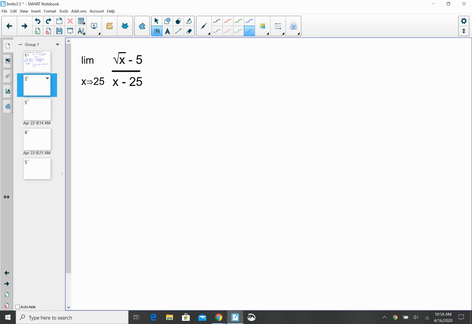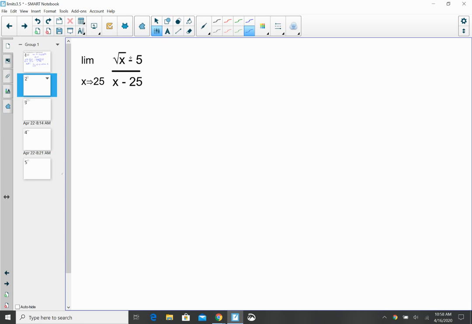Now, it doesn't matter where the root is, whether it's on top or the bottom, with using the conjugates. I don't want you to sit there and say, oh, but the square root's not on the bottom. But I'm getting a little ahead of myself. Plug in first to see the situation, because if you get a number from just plugging in, then that's your answer. You don't need to do any of this. However, today's exercise is not going to be that easy. You're going to have to do this.